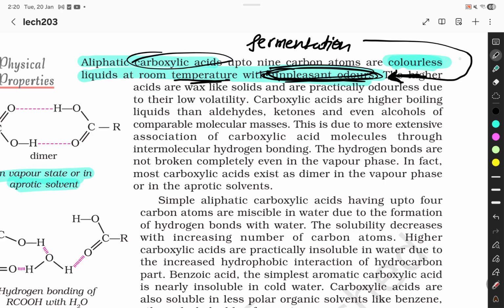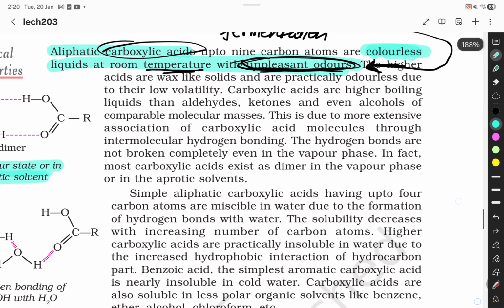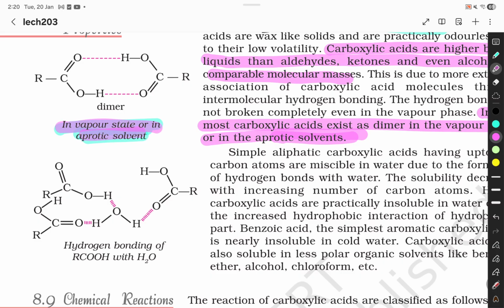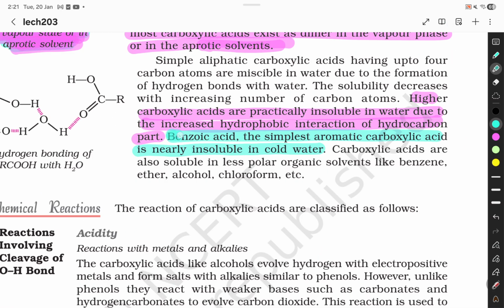Please go through the video for alcohol, phenol, ether. It's written there. Remember, only in aprotic solvent or in vapor state it stays as a dimer. Benzoic acid, the simplest aromatic carboxylic acid, is nearly insoluble in cold water.